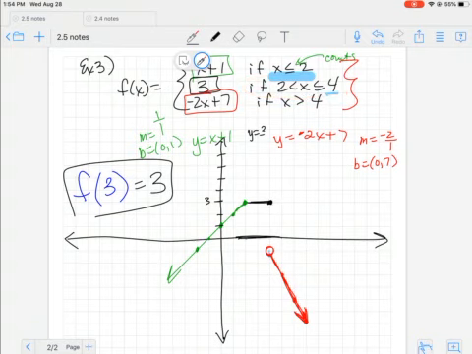All right? Piecewise function, look at the pieces. That's the moral of that story. Just go through and look at all your different pieces, and you've got it. Cool.